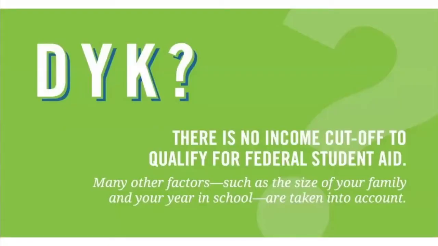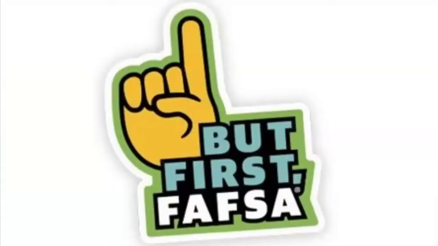To dispel the myth, almost everyone is eligible for some type of federal student aid. All federal student aid and most institutional and private aid is contingent upon completion of the Free Application for Federal Student Aid, or the FAFSA, which launches on October 1st of each year. Student financial aid is awarded on a first come, first served basis, so submit your FAFSA as soon as possible.